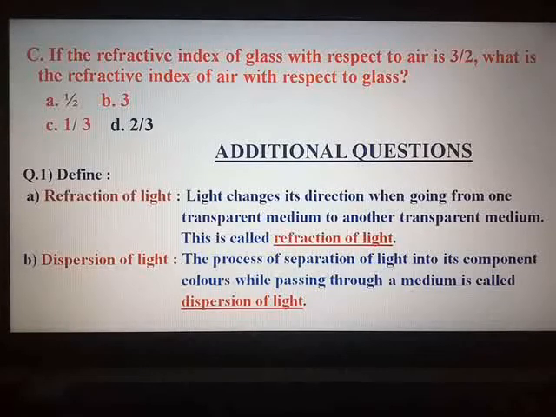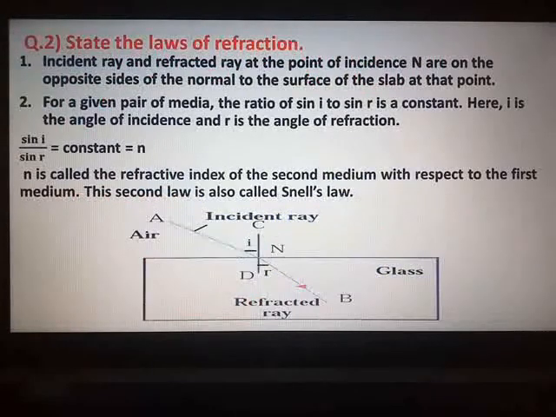Now let us move to question number 2. State the laws of refraction. Very important question from examination point of view. We are speaking about the board exam point of view. Question is, state the laws of refraction. Mark the answer on page number 74. If this question is asked, 100%, you have to draw the diagram. Without the diagram, your answer here will not have that much of meaning.